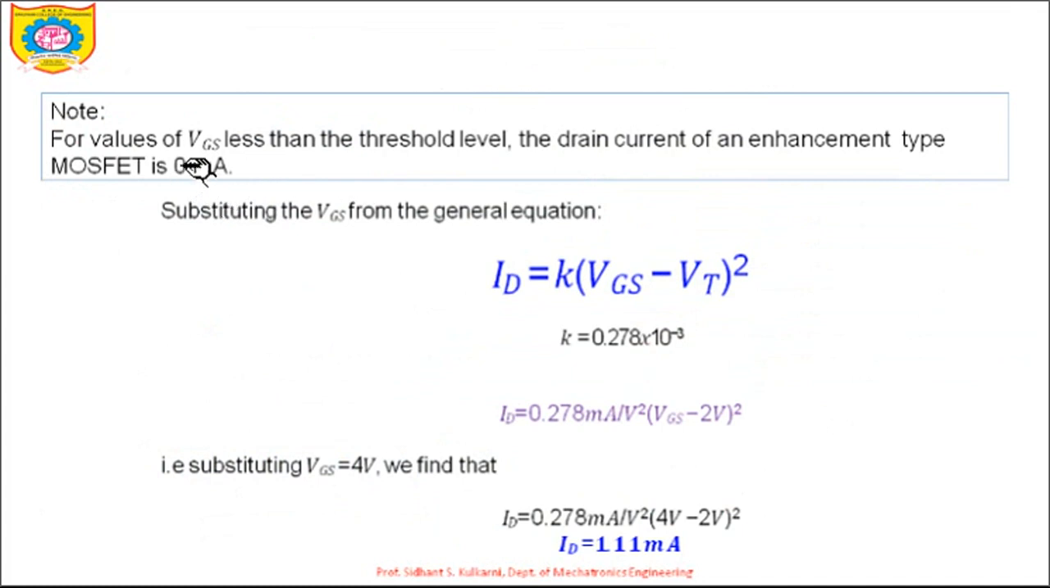Note, for values of VGS less than the threshold value, the drain current of an enhancement type MOSFET is 0 milliampere, obviously, because the channel is absent. Therefore, substituting the value of VGS in the general equation, ID equal to K into (VGS minus VT), with K known, we get ID as 0.278 milliampere per volt square multiplied by (4 volt minus 2 volt) square. So ID we got as 1.11 milliampere. This is one simple example just to give you an overview of how it happens.